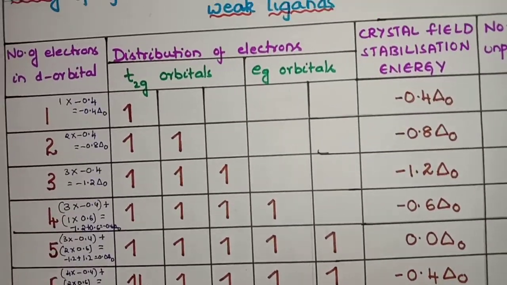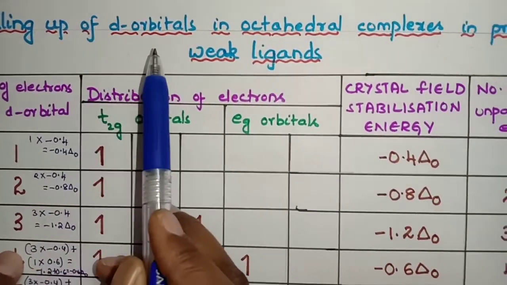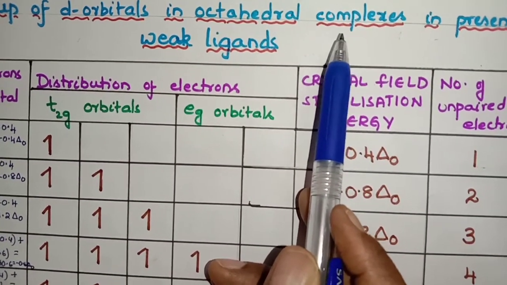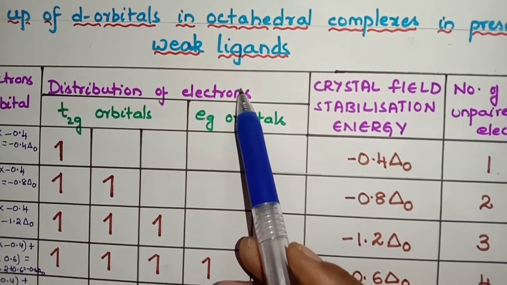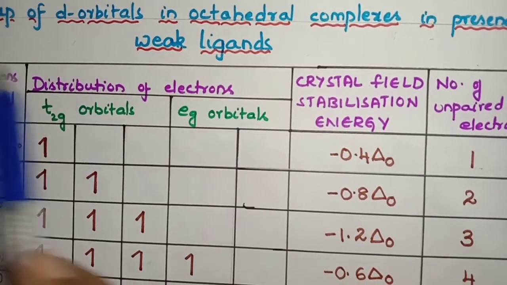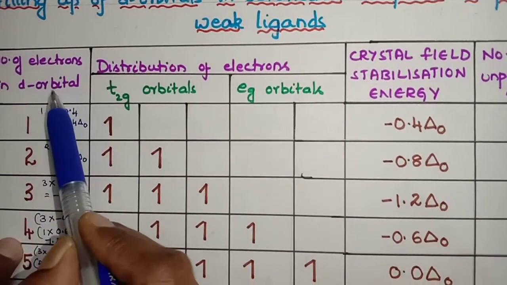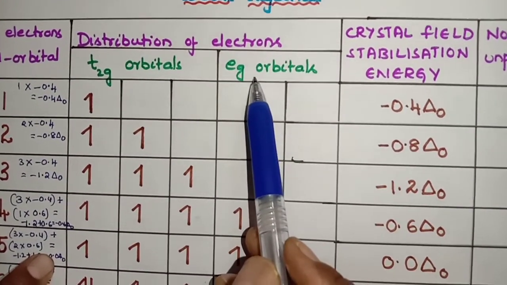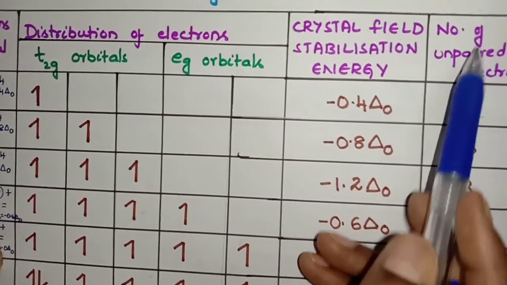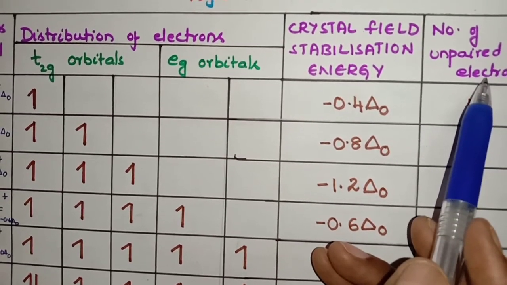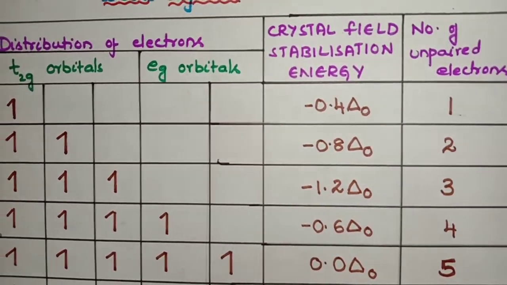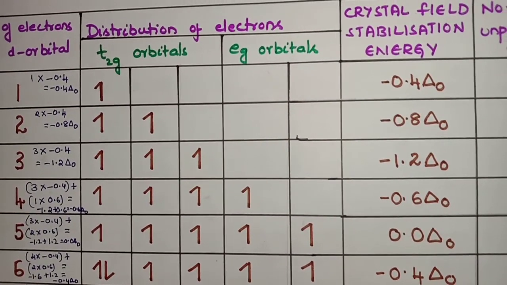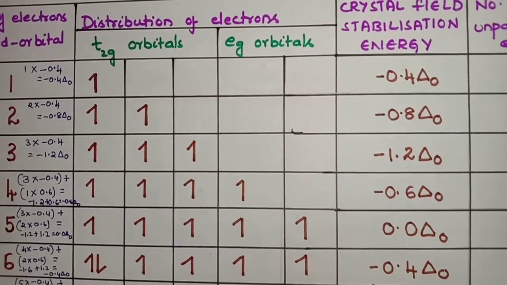So this is all about filling up of d orbitals in octahedral complexes in presence of weak ligands. So make the columns like this: number of electrons in d orbital, distribution of electrons under which you have T2g and Eg orbitals, CFSE, number of unpaired electrons. Students, you remember one thing, learn that formula which I have given you in the previous class, then it will be very easy for you to do all these calculations.